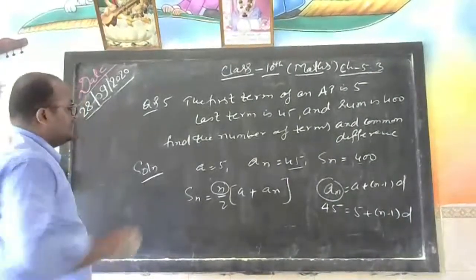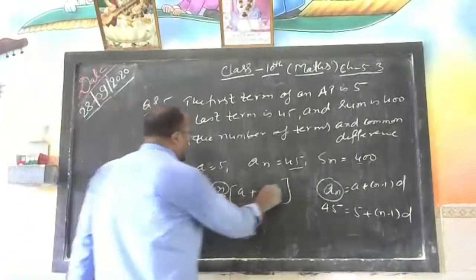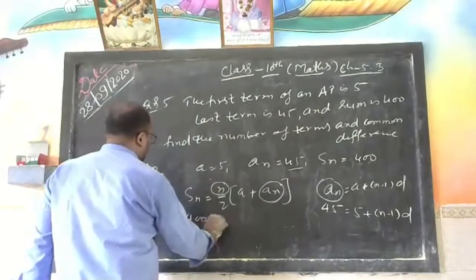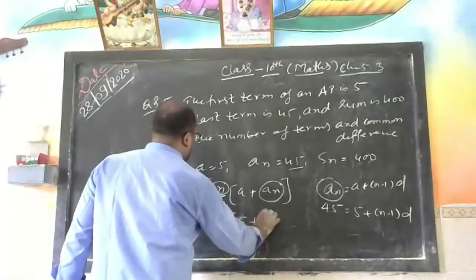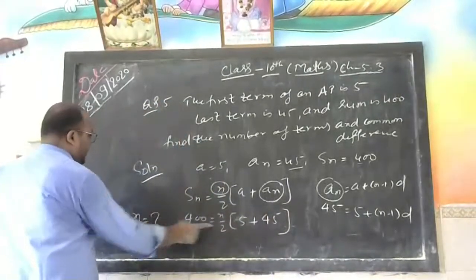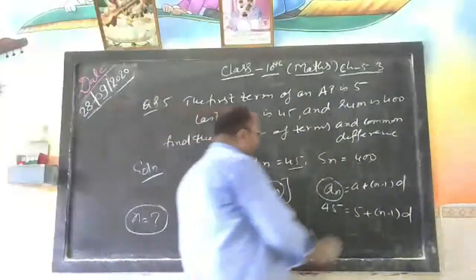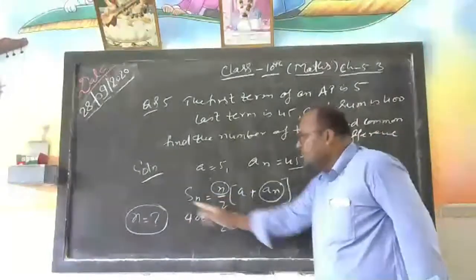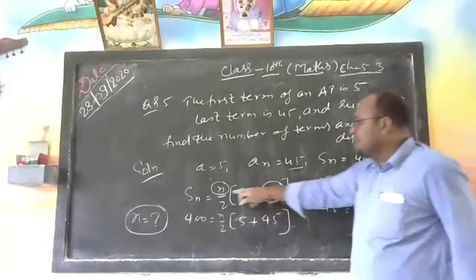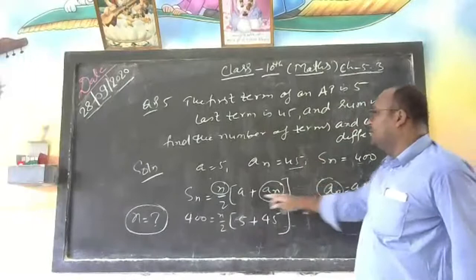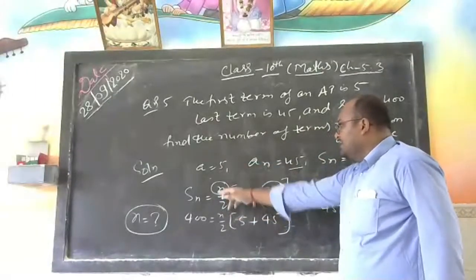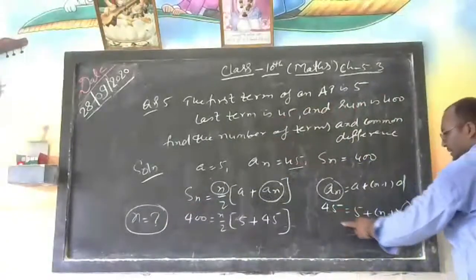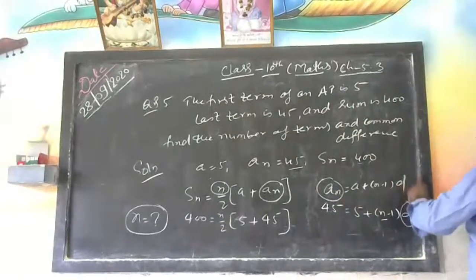Clear? Or another thing is, just put the value here. an is equal to 45, a is equal to 5, and Sn is equal to 400. Now solve it, you will get the value of n. And when you put the value of n in this formula, then you will get n minus 1 into d, then you will get the value of d. Here, to find n, you will first put the values of a and an, 5 and 45, and after solving you will get n. After that, you will put the value of n in this section, then you will get the value of d.